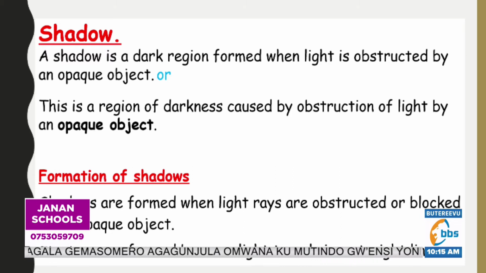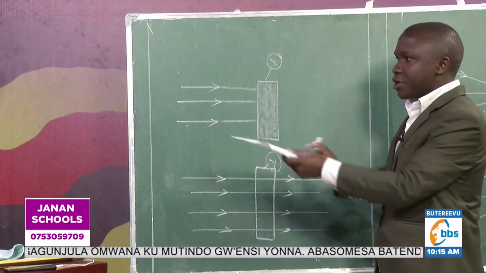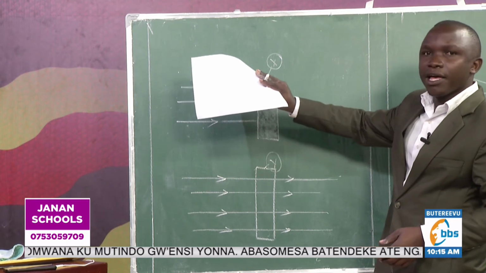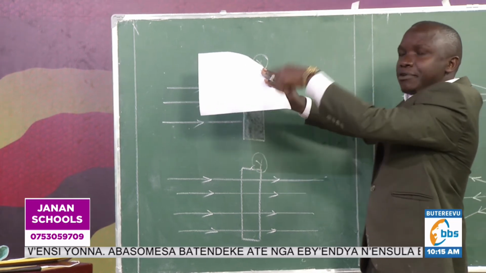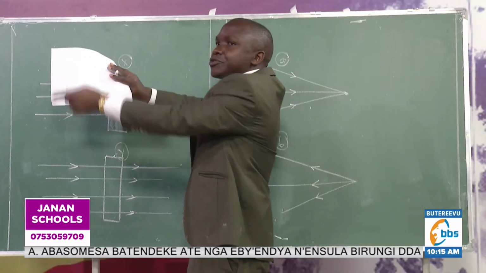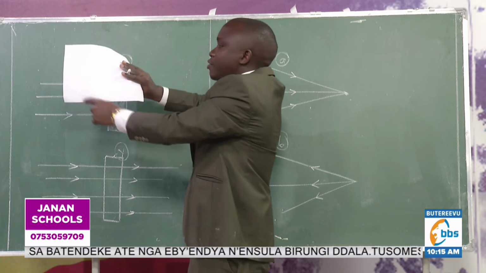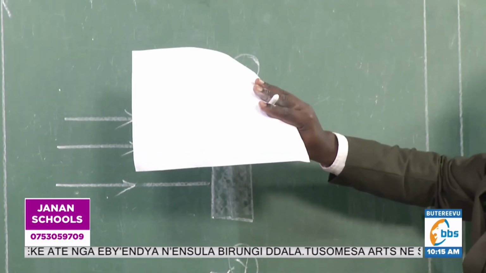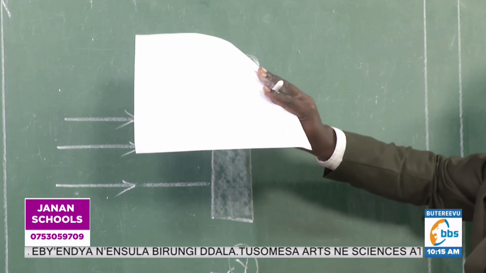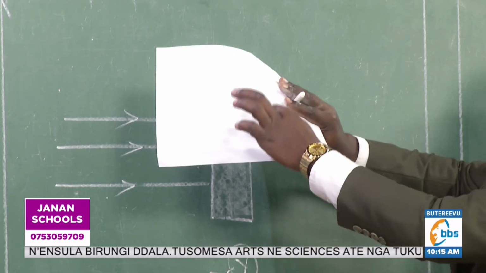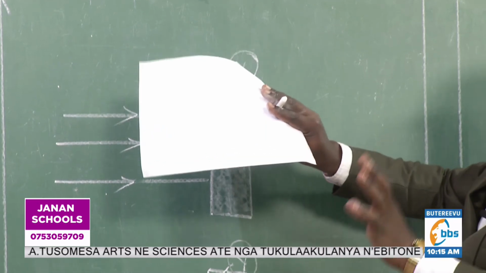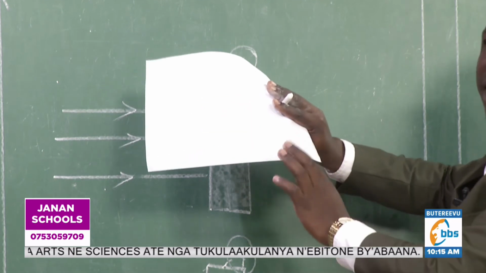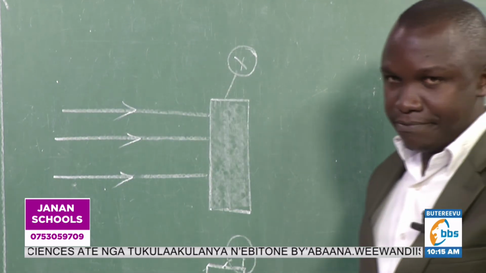I want to give you an example here. If you look at this paper here, I think you are able to see it on the board. You see that this is a paper, but light is coming from up. And because light does not move around corners, that's why you see a shadow on the board. You're seeing a shadow on the board? Yes, because light travels in a straight line. The shadow is formed because light was blocked here by this opaque object.